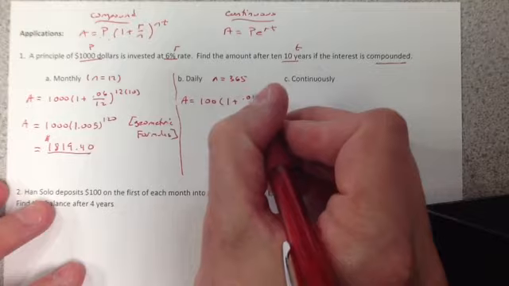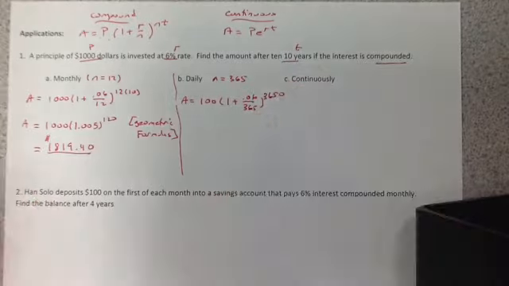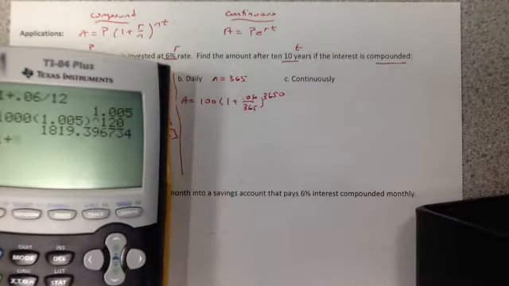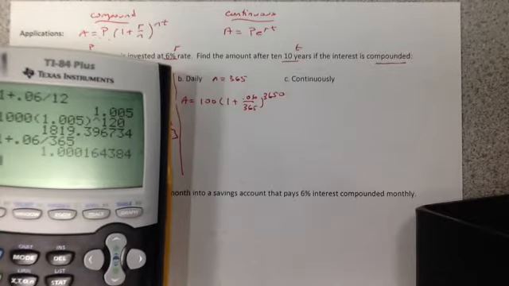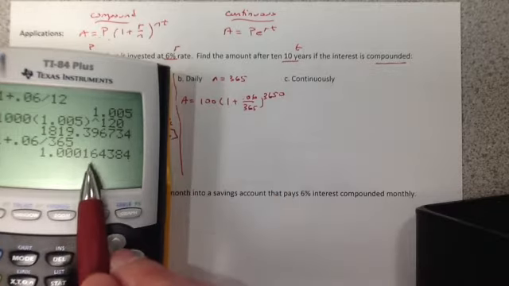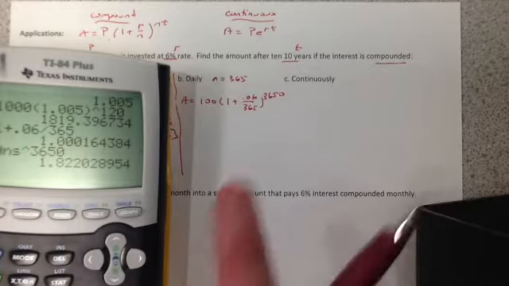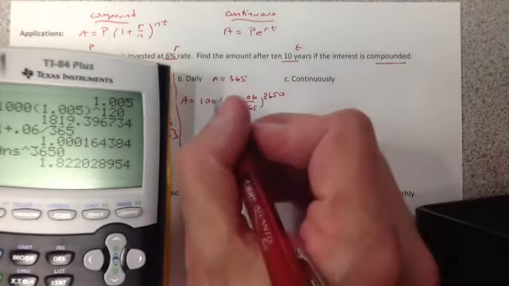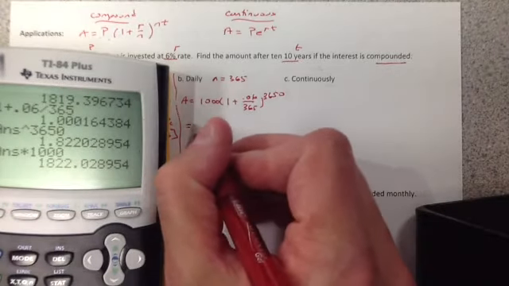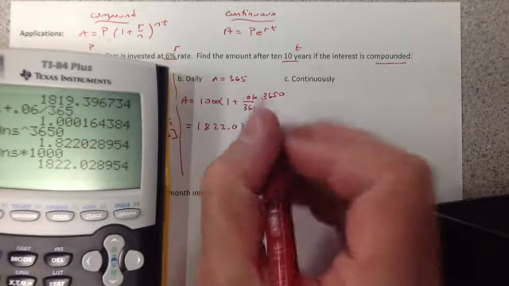1 plus 0.06 over 365, and I'm just going to write the exponent as 3,650 because that's 365 times 10. 1 plus 0.06 divided by 365 is really tiny, so I'm not going to worry about simplifying it, but I am going to raise it to the 3,650 and then multiply by 1,000. And if we compound it daily, we get $1,822.03.